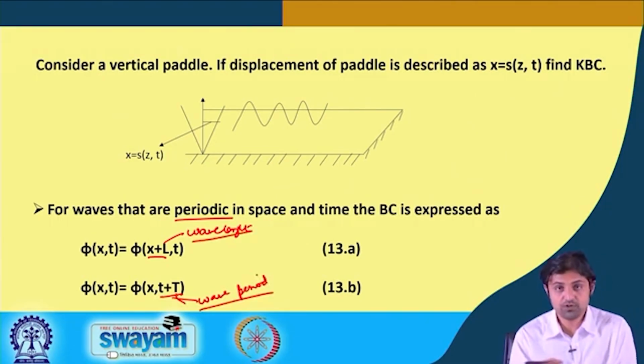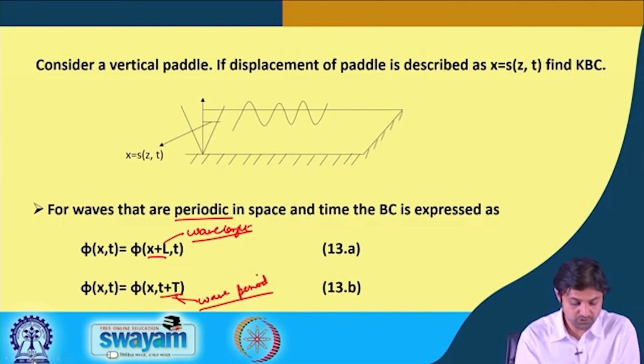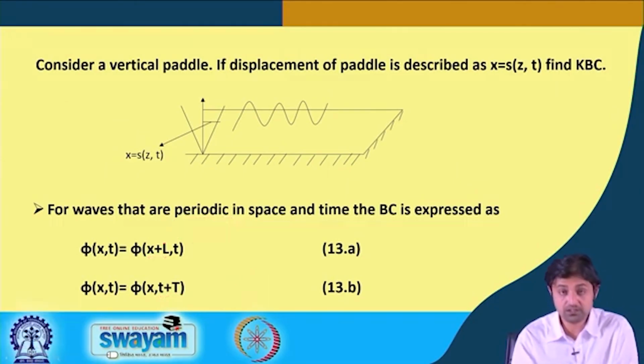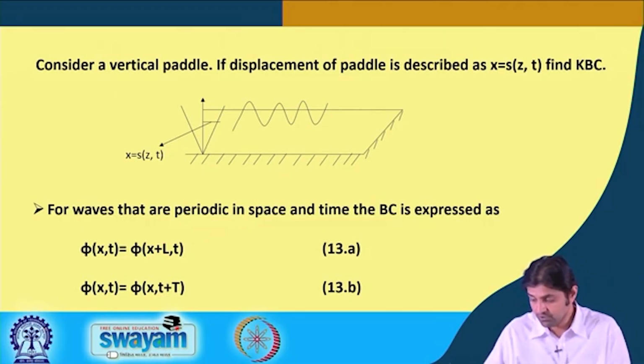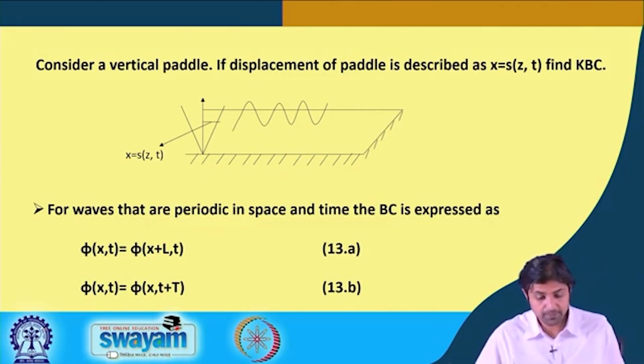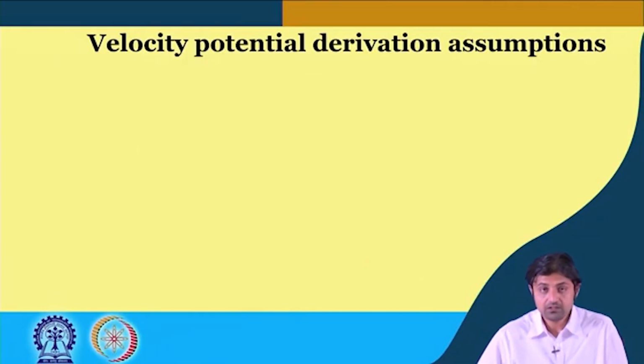You would get to know what wavelength and wave period are soon, but to complete this boundary condition description, I think this is quite an important thing. Now, after reading the boundary condition, we are getting straight to the derivation of the velocity potential. To derive the velocity potential, there are some assumptions. We started this module by saying that it is an inviscid flow.